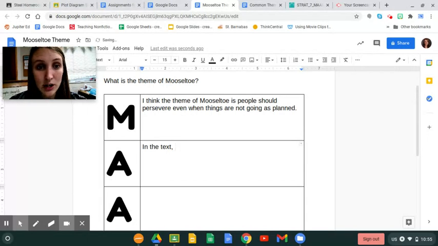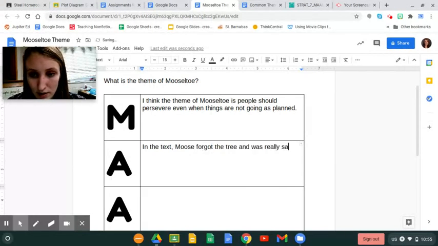And now I'm going to talk about something that happened in my book, Mooseletoe. Moose forgot the tree and was really sad about it. Now, notice how I didn't just pick anything random from the story. I didn't just put whatever here. I didn't talk about Santa coming. That doesn't have to do with Moose persevering.